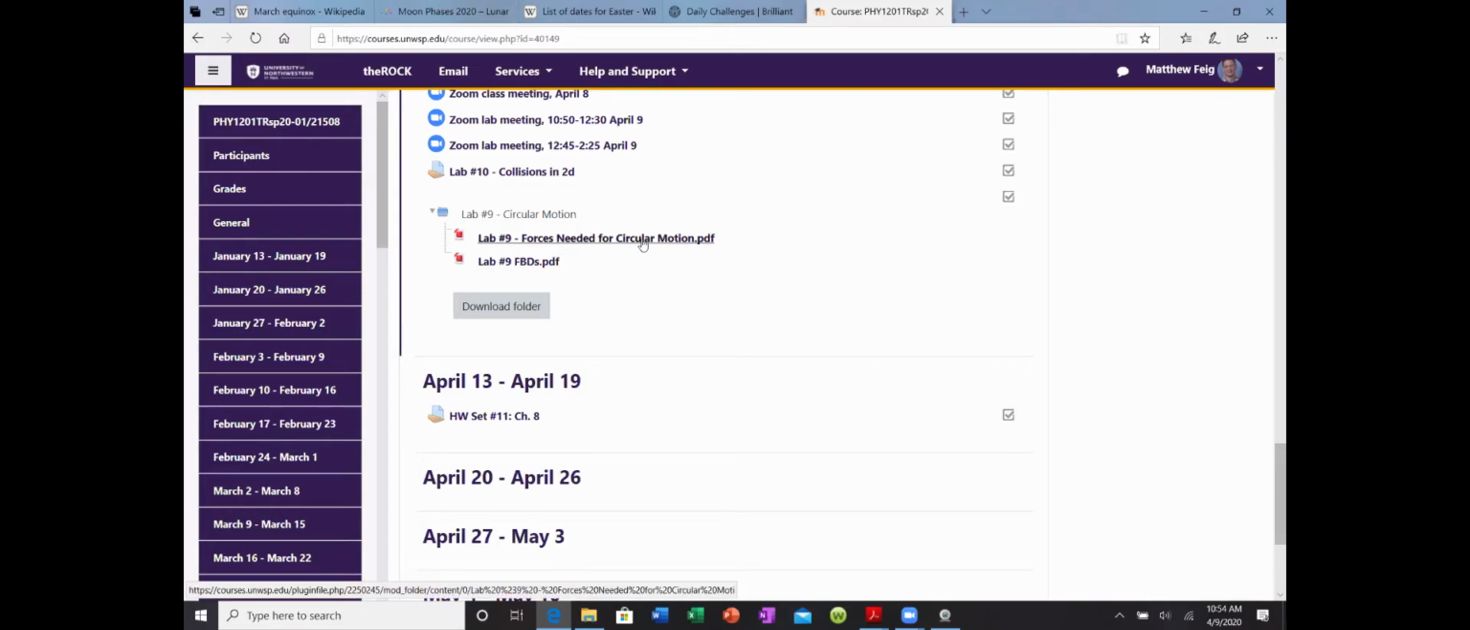So this is the manual, lab number 9, forces needed for circular motion. Don't worry too much about the numbering of these. Our numbering has changed. It's working out pretty well this week that the lab we're doing this week, forces needed for circular motion, directly overlaps and relates to chapter 8, which is what we started yesterday, and the homework is about for this week, which is about centripetal acceleration and a variety of circular motion phenomena. So that's helpful that we have a pretty good agreement.